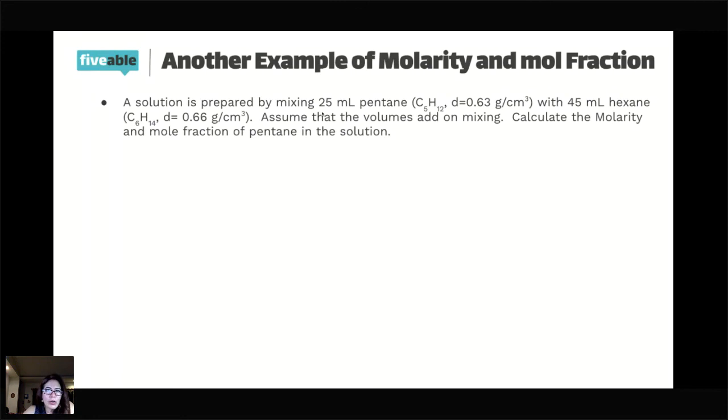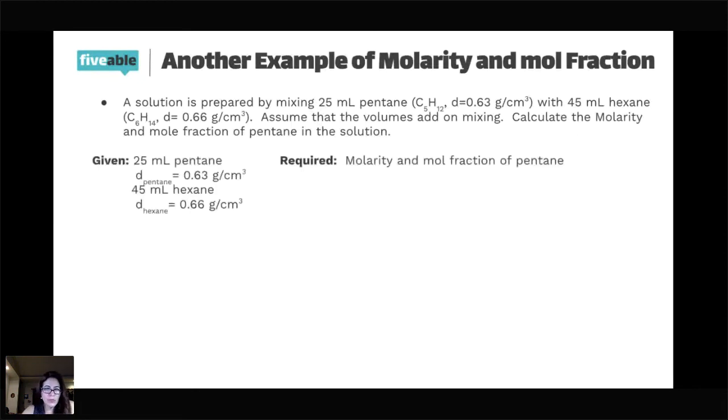Here we are going to assume the lesser amount, pentane, to be the solute, and the greater amount, hexane, to be the solvent. And then it gives us another note. Assume that the volumes are additive. So the total volume would be the addition of 25 plus 45. They're asking us again to calculate molarity and mole fraction. So we list our givens, we write the required, and then we can start figuring this out.